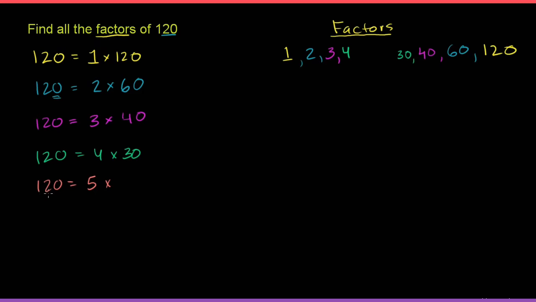Well, first of all, we could just test, is it divisible? And 120 ends with a 0. If you end with a 0 or a 5, you are divisible by 5. So 5 definitely goes into it. And let's figure out how many times.